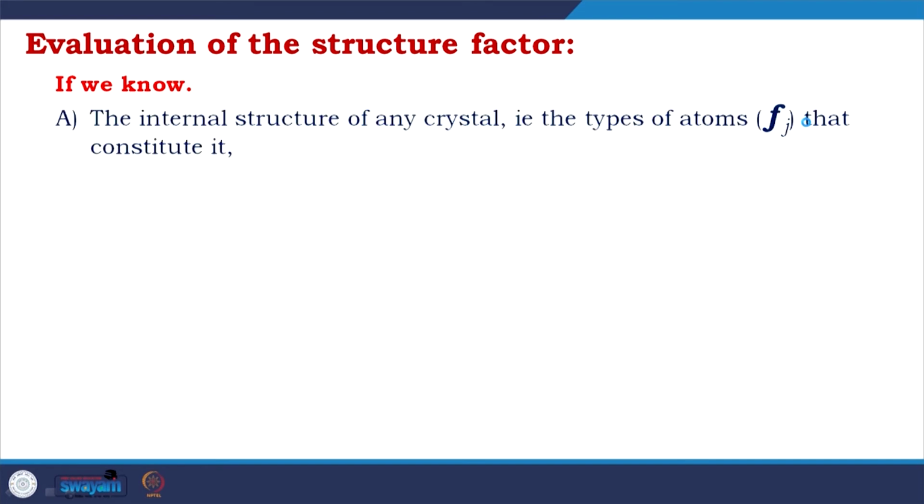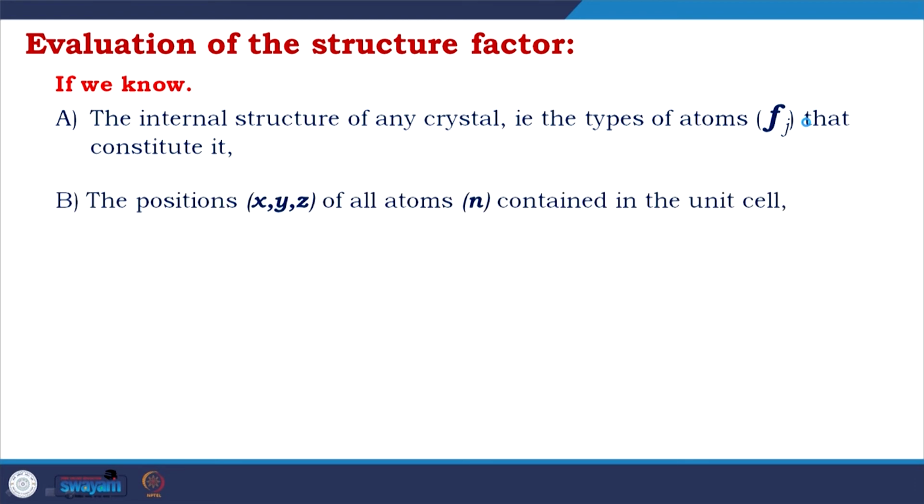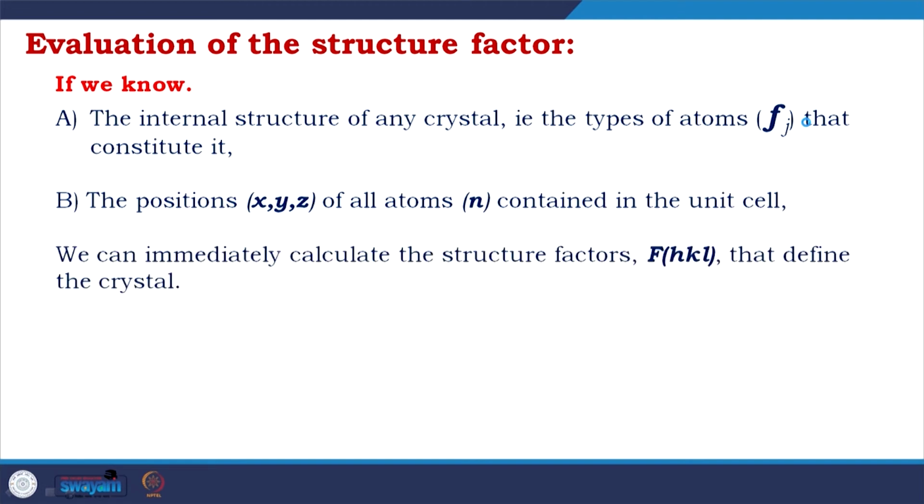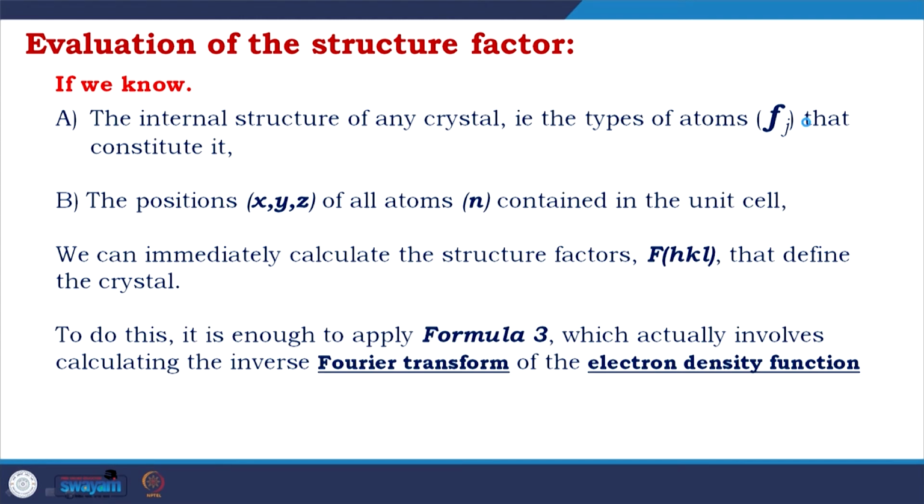So, if we know the internal structure of any crystal, that is the type of atoms f_j that constitute it, and the positions x, y, z of all n atoms contained in the unit cell, we can immediately calculate the structure factors F(hkl) that define the crystal. To do this, it is enough to apply formula 3, which actually involves calculating the inverse Fourier transform of the electron density function. We know formula 3, but we do not know what the Fourier transform and the electron density function are.